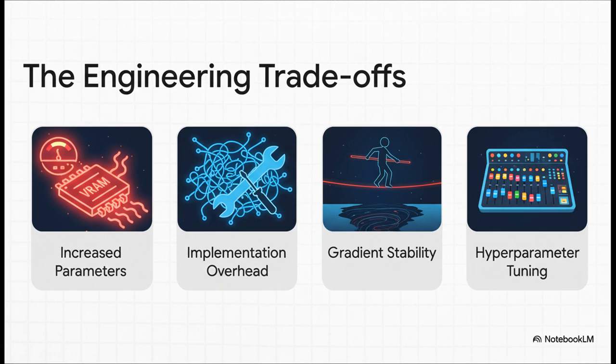Third, if you're using these fancy new biases, you've got to be careful about gradient stability. You'll need to implement smooth approximations for things that aren't differentiable, and that's a classic place for bugs to hide. And finally, yeah, you've got more knobs to turn. Finding the right hyperparameters here is going to take some serious work.